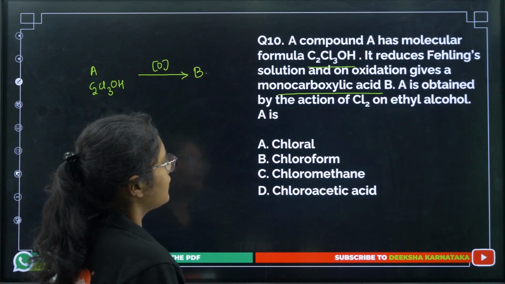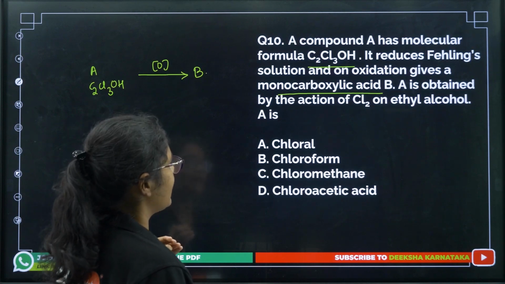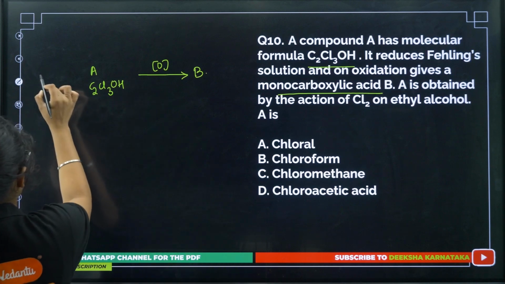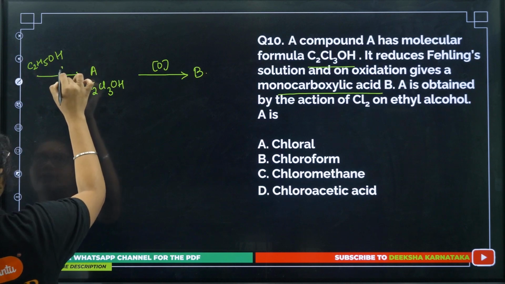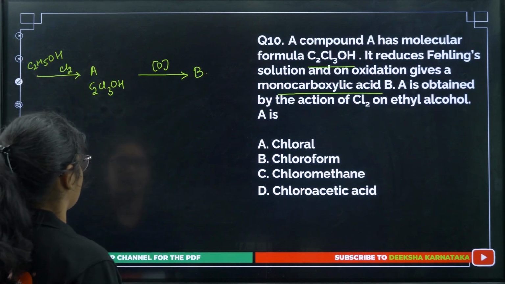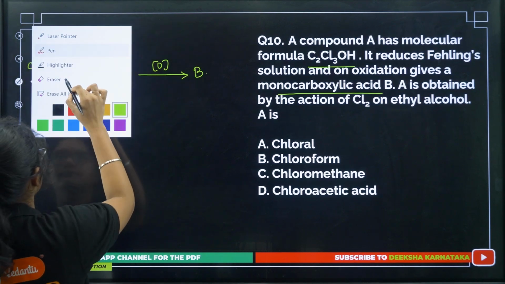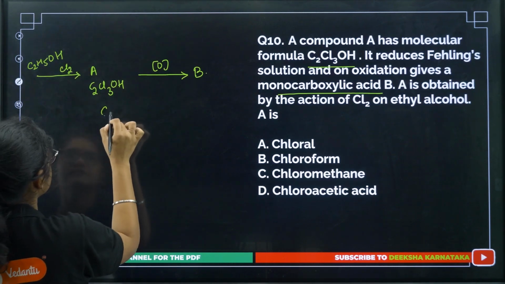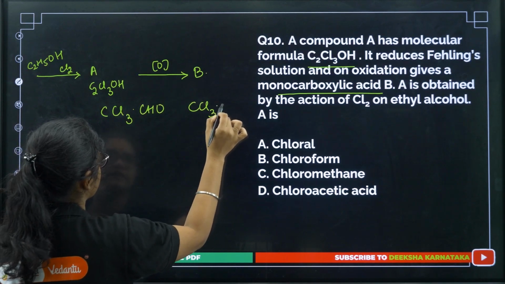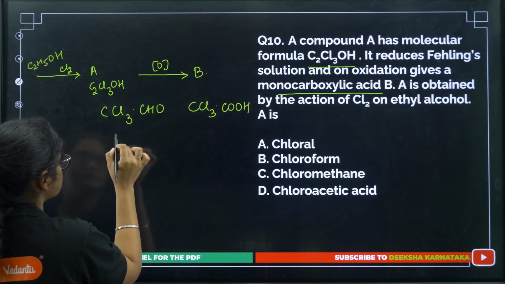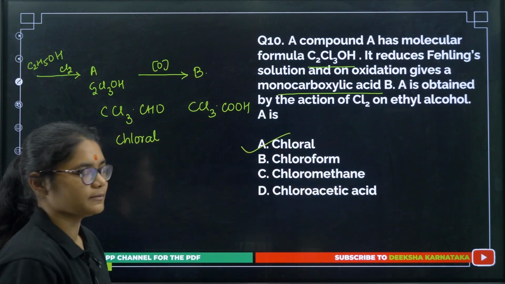Now A is obtained by the action of Cl2 on ethyl alcohol. You have ethyl alcohol C2H5OH, and you treat it with chlorine, and we get this compound, CCl3. So we get CCl3CHO, and on oxidation we get CCl3COOH. This compound is called chloral. So the correct answer for this question is option number A.